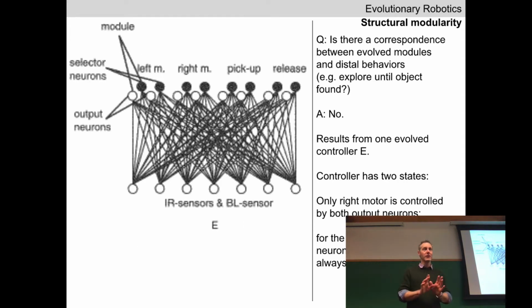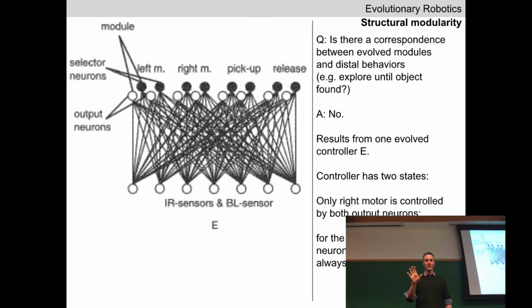Okay, so now we're going to look at just one evolved network like we did in the minimal cognition experiments. This is one evolved E network. And is there a correspondence between evolved modules and distal behavior? So distal means us, right? We're looking from a distance and we're going to try and identify behaviors. And I'm sort of giving away the punchline here.